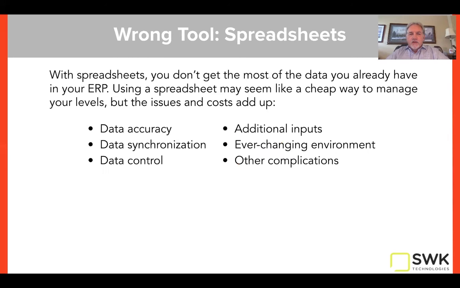We know for sure that the spreadsheets are the wrong tool, right? This is typically what we're replacing when we deploy Sage Inventory Advisor, and for a number of reasons. First of all, there's a data accuracy and synchronization problem. We've got all this data in maybe 10, 12, 15 different disparate tables and files within the ERP environment, and we've got to grab those all at the same time. If not, we've got data that's out of sync from one to the next, right?